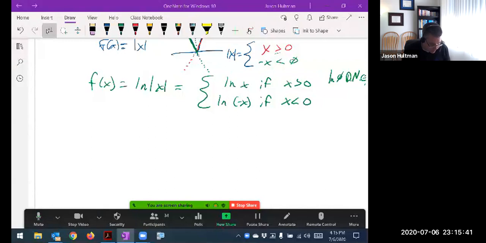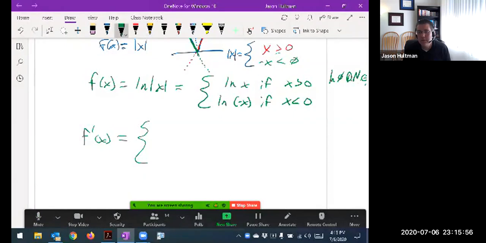Okay, so just the calculus. Let's take the derivative of this guy. F prime of x is equal to what? What's the derivative of natural log of x? Everybody should know that at this point, right? Put it in the chat box. What's the derivative of natural log of x?